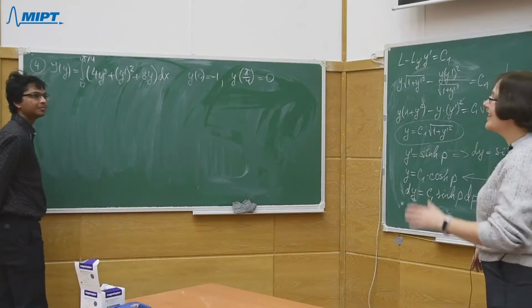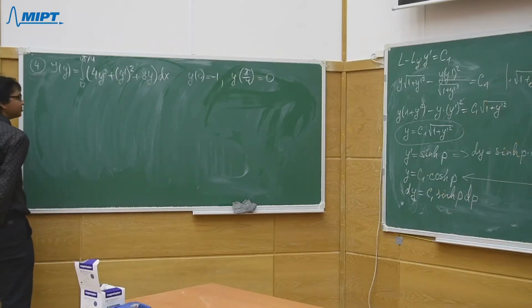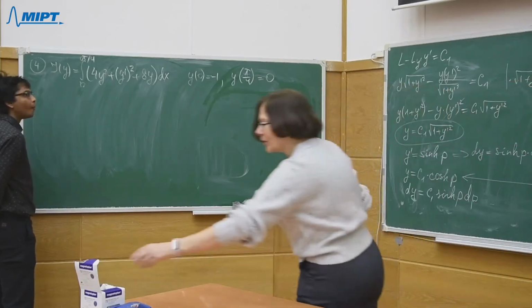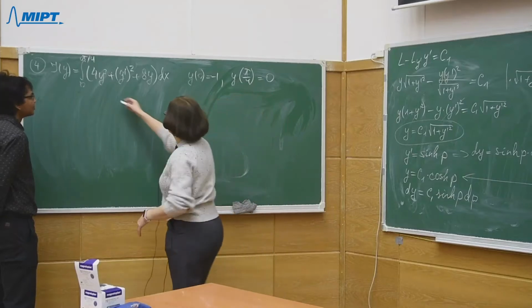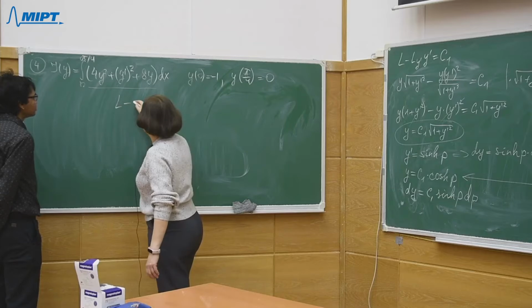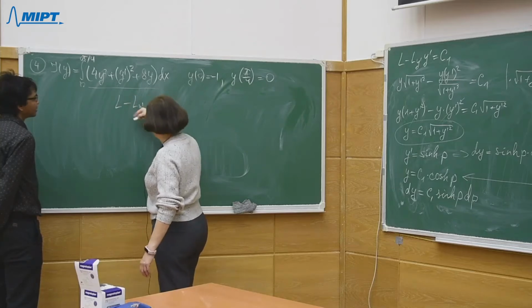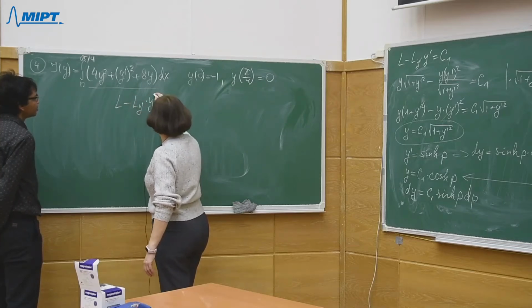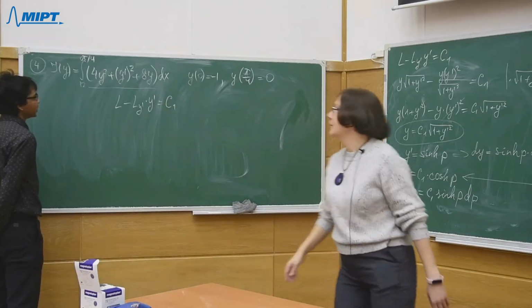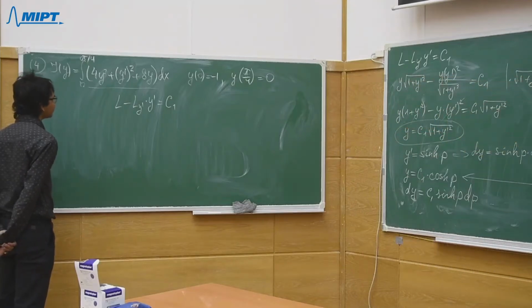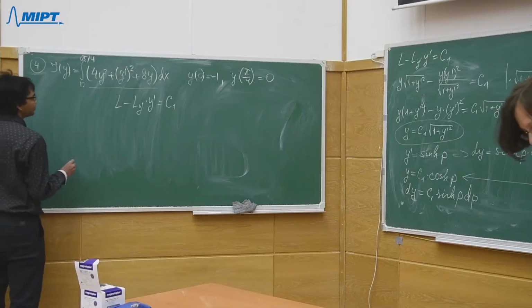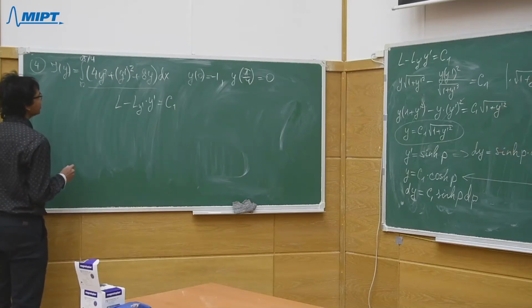No x here, and so you may use this property, of course. Shall I recall the property? Yes, recall the property. Since there is no x here, you may use the following equation: L minus partial L with respect to y prime times y prime equals C1, some constant C1. So I'll just apply this formula. It is convenient to apply it.